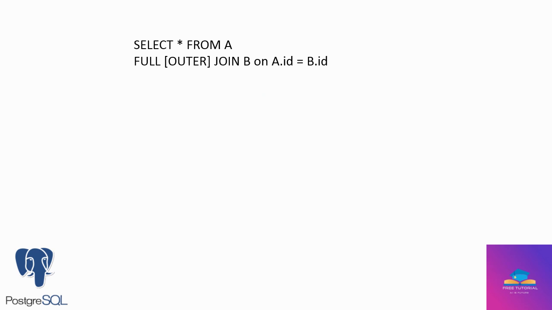Suppose we want to perform a full outer join of two tables. I'll call them table A and table B. This syntax here indicates the full outer join. So we're selecting all the columns from table A and performing a full outer join on B, and the matching columns are the ID columns in A and the ID columns in B. The outer keyword here is optional. You don't always have to use it. It is an optional word to use.